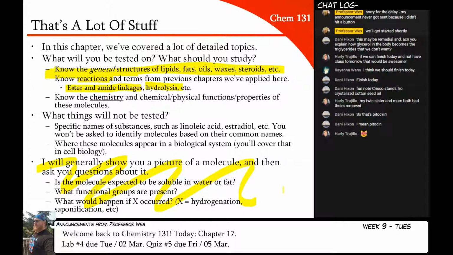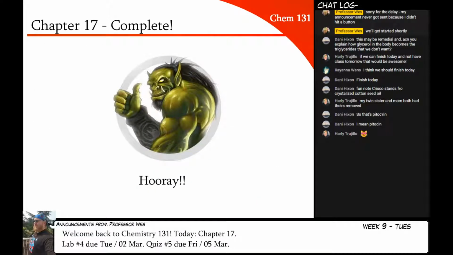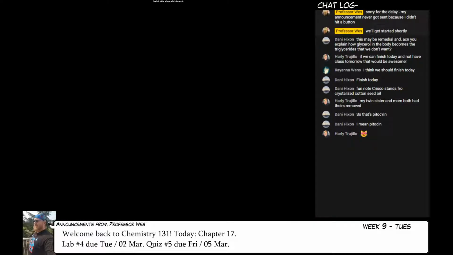All right, that's all I got. That's the lipids chapter. So we can get our celebratory orc here. Here he is. And that's all I got. So if you have any questions about lipids, let me know.